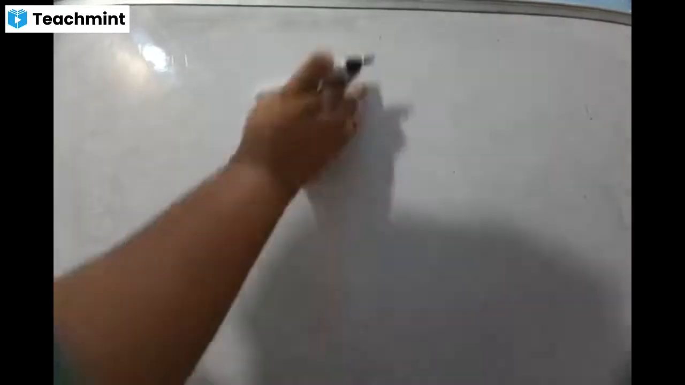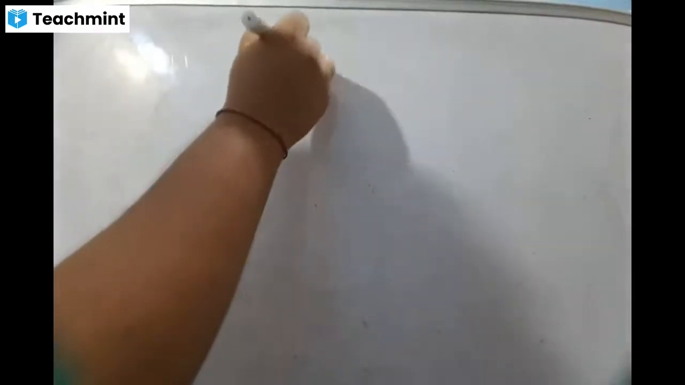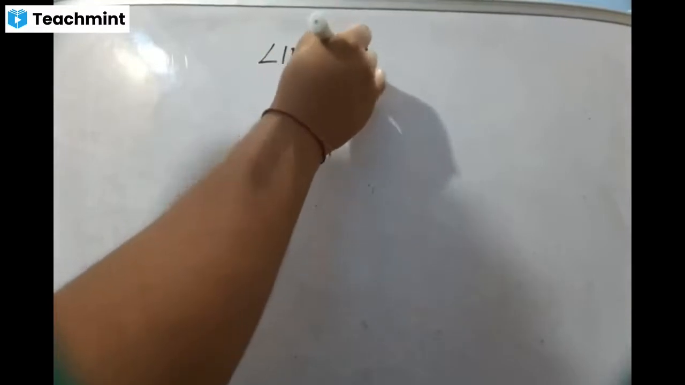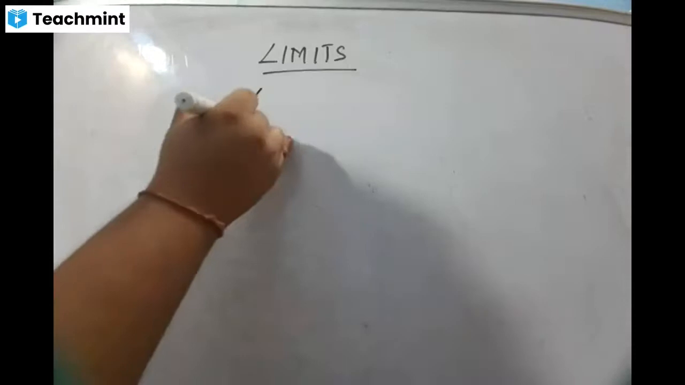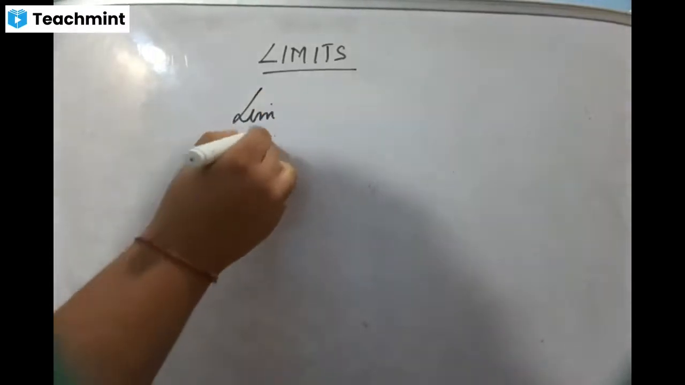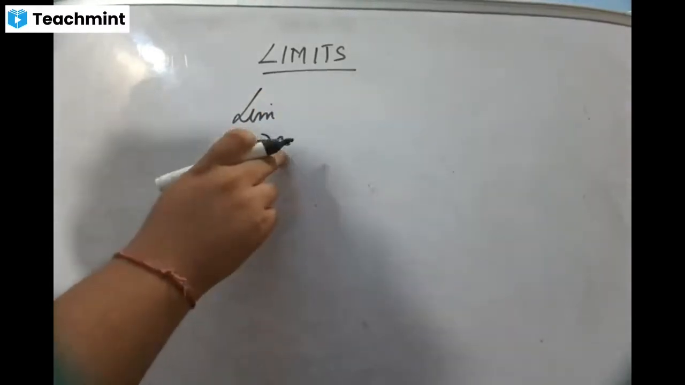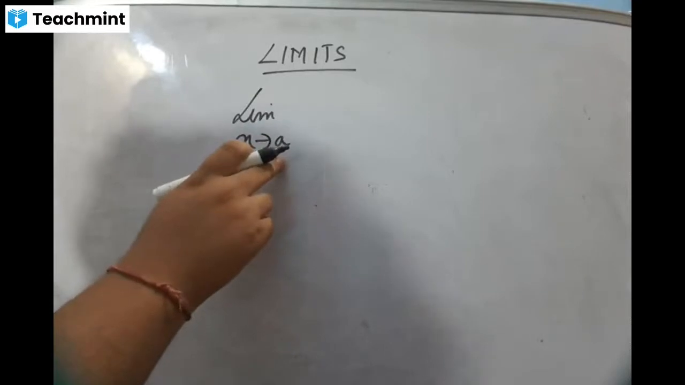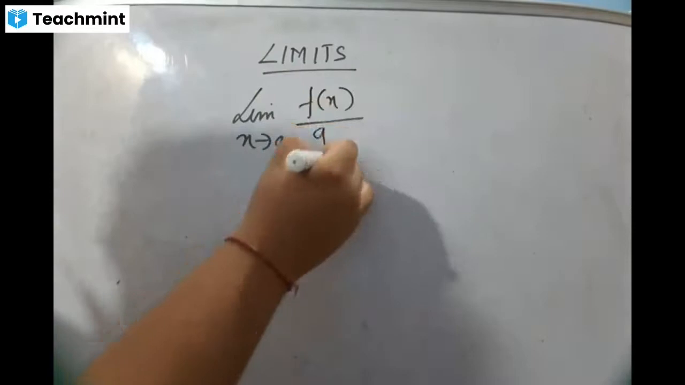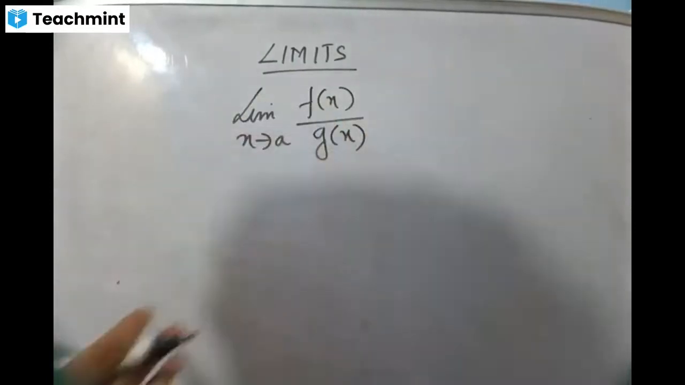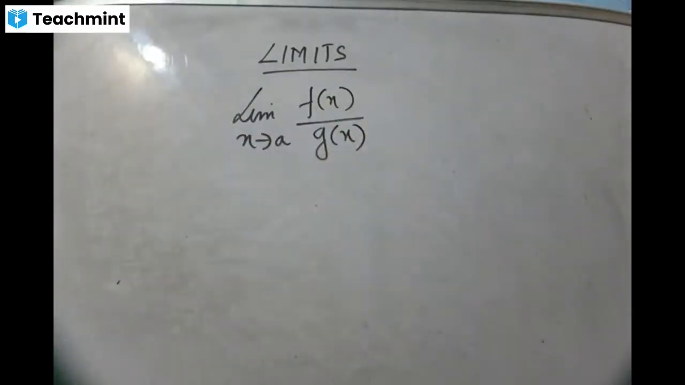The name of the topic is called limits. The question will be of the form limit x tends to a. X tends to a means x approaches a. There will be one function in the numerator and one function in the denominator. So you need to simplify this.